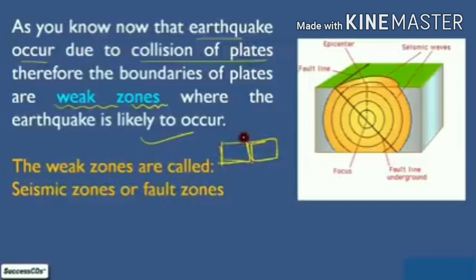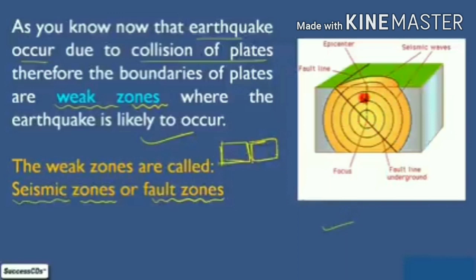Here these are the plates, when they collide with each other, their boundaries may get damaged. So these boundaries of the plates are known as weak zones. The weak zones are called seismic zones or fault zones. So children, seismic zones or fault zones are the areas of the earth which are more prone to earthquakes.